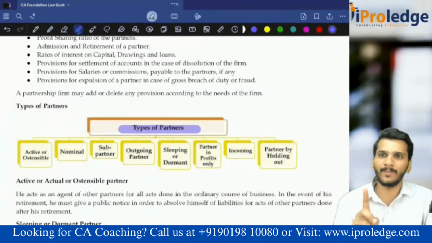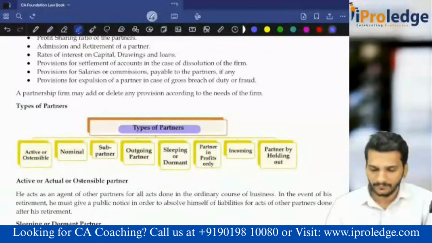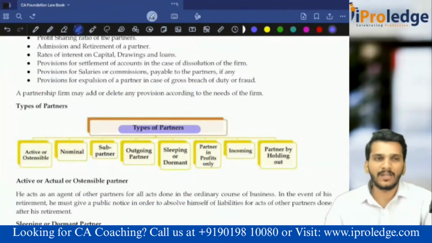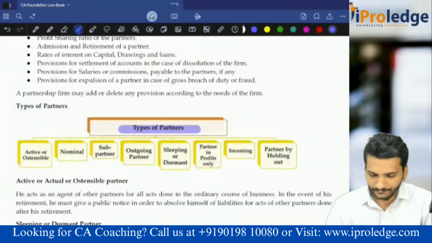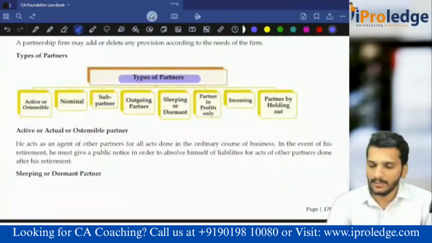But there is one provision, that if it is given to the active partner, then it is given to all the partners. That is active or ostensible partner, we call it as that one. Second one is sleeping partner or dormant partner. Then what is that? Nominal partner. What is nominal partner? Who is nominal partner?